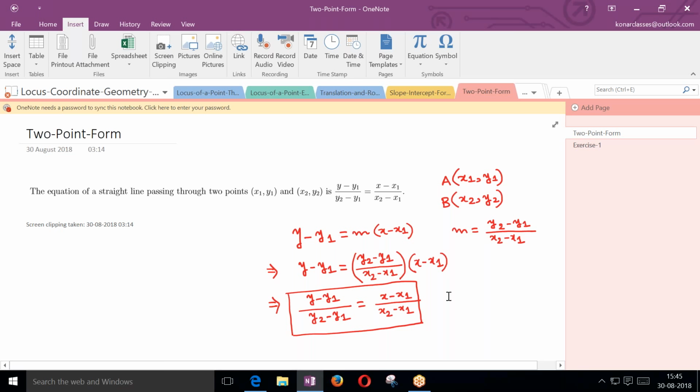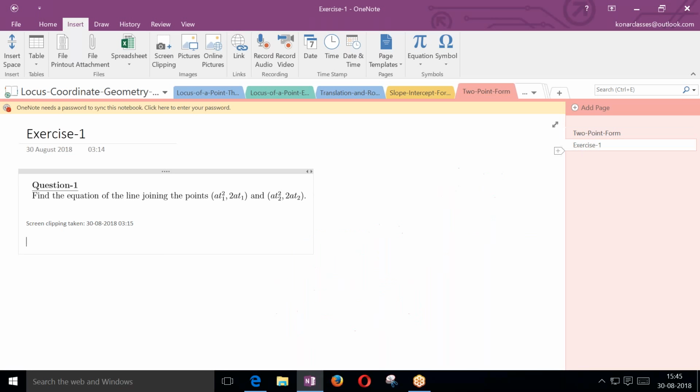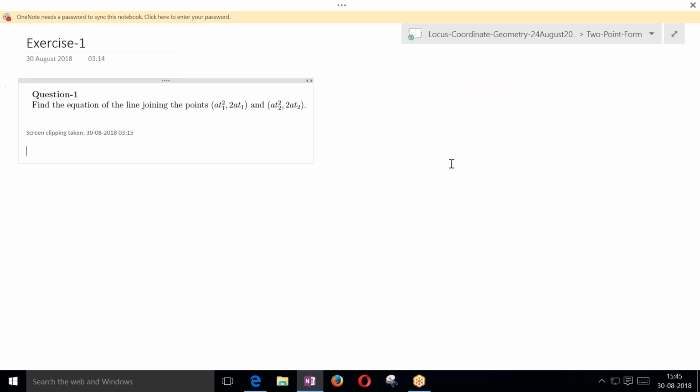Okay, now let us solve one exercise together, and let us realize whatever we just learned. Find the equation of the line joining the points at1 square, 2at1 and at2 square, 2at2. That means there are two fixed points given. Suppose the fixed points are P with coordinates at1 square, 2at1, and another point Q, it is at2 square, 2at2.